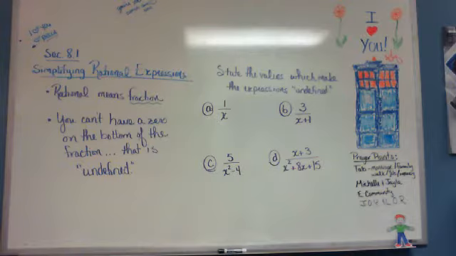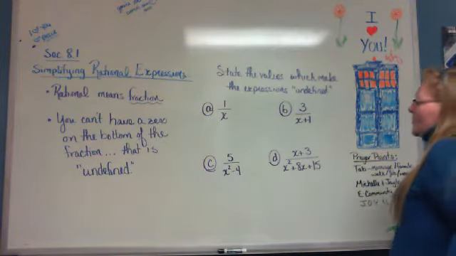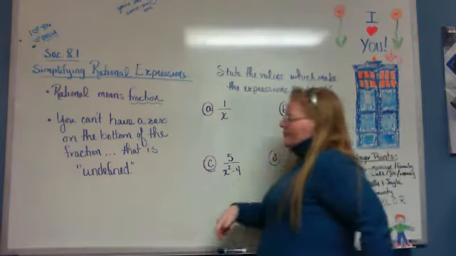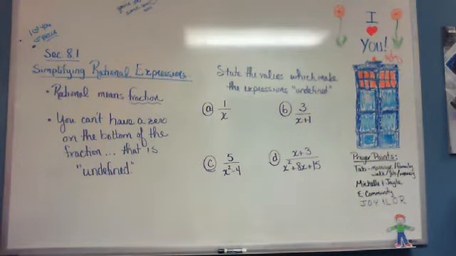You can't have a 0 on the bottom of a fraction. That's because it will cause the fraction to become undefined. And we can't have undefined fractions. Undefined means it's unlawful, not allowed, bad stuff. So, these are some of the problems that we're going to start out with.